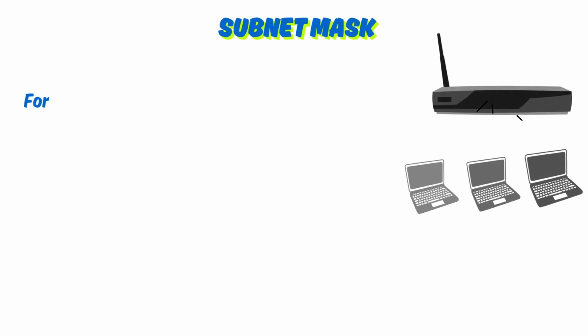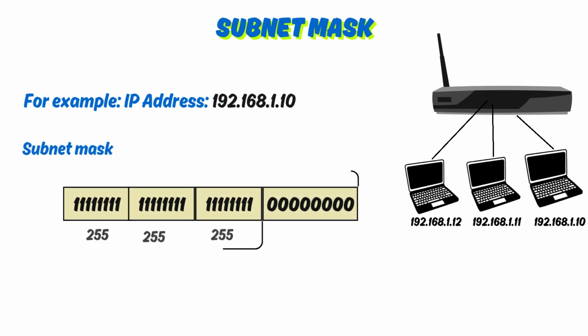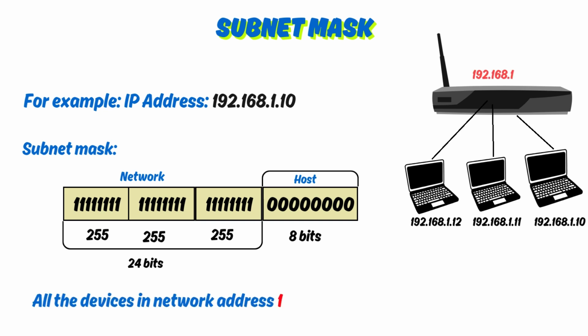For example, take the IP address 192.168.1.10. Then the subnet mask looks like this. It means the first 24 bits are network bits, and the last 8 bits are host bits. So all devices in the network 192.168.1. are in the same network.